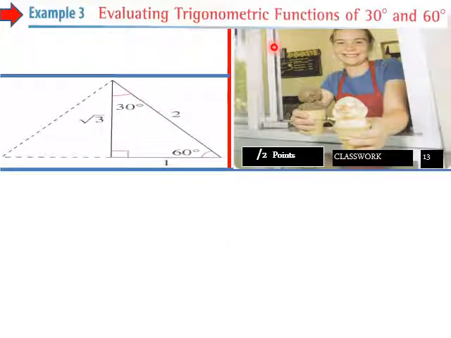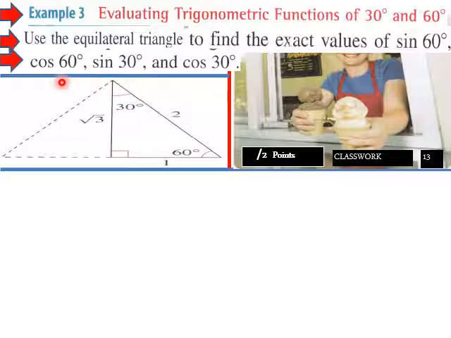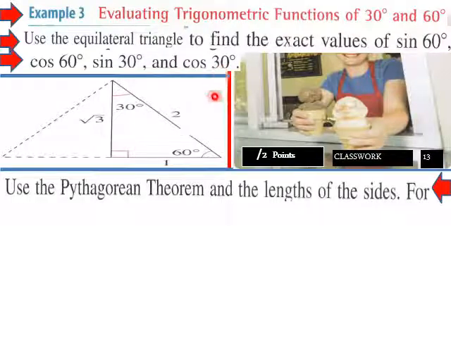Let's go into another example here. Example 3, evaluating trig function 30, 60, 90. Here, so here's our 30, 60, here's our 90. So use the equilateral triangle to find exact values of 60 degrees. So we're going to find exact values from this angle here. So we're going to find exact values of sine 60, cosine 60, sine 30, and cosine 30.